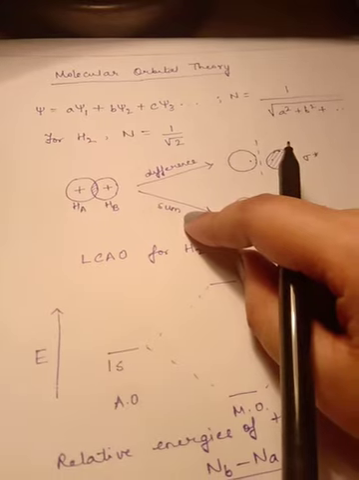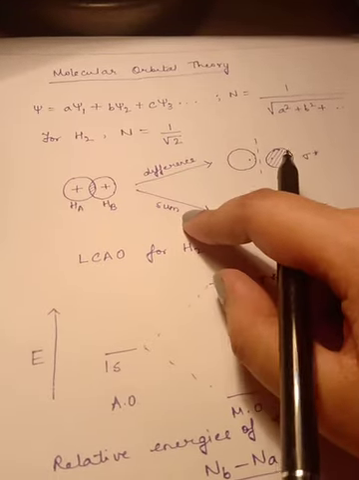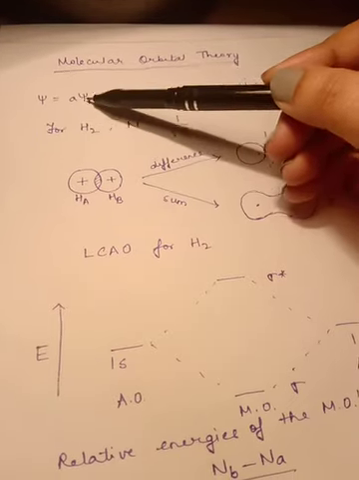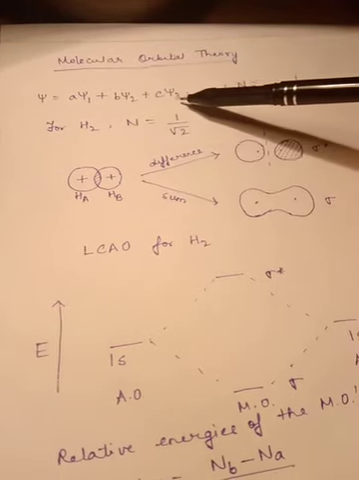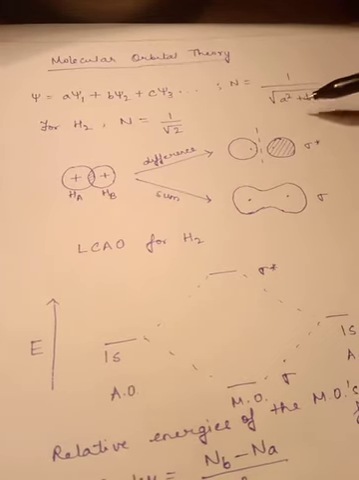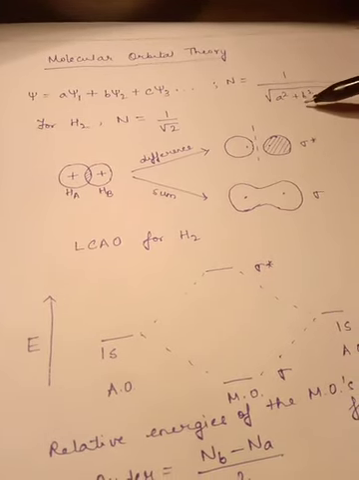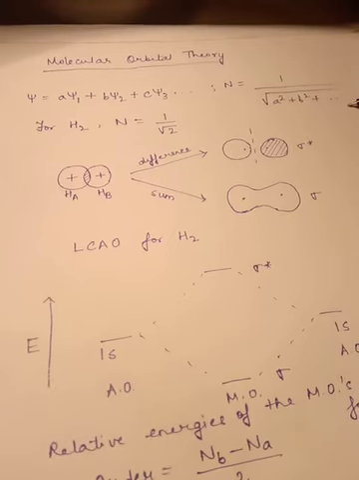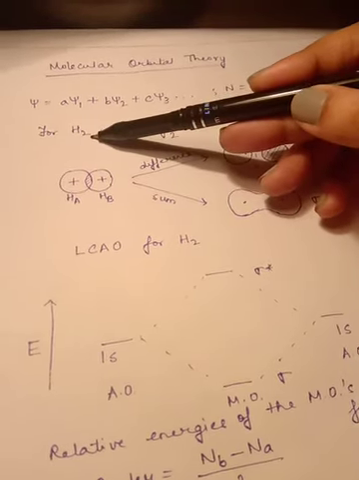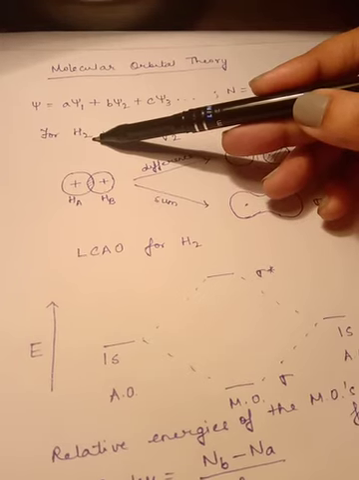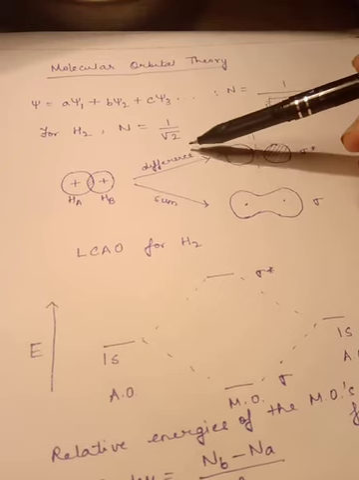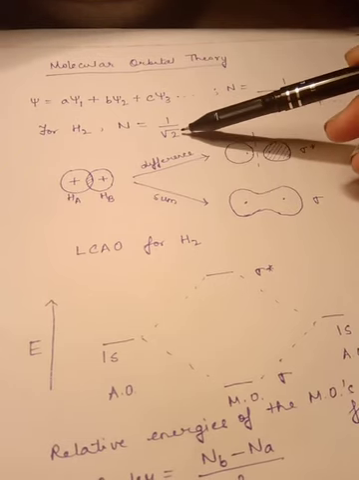What is the value of this normalization constant? If the wave function is represented as chi, where chi is equal to a chi 1 plus b chi 2 and so on, then the normalization constant is equal to 1 by root over a square plus b square plus whatever other constants there are. So in case of the hydrogen molecule, since two atoms of hydrogen are combining, the N is equal to 1 divided by root over 1 square plus 1 square, which is equal to 1 divided by root 2.